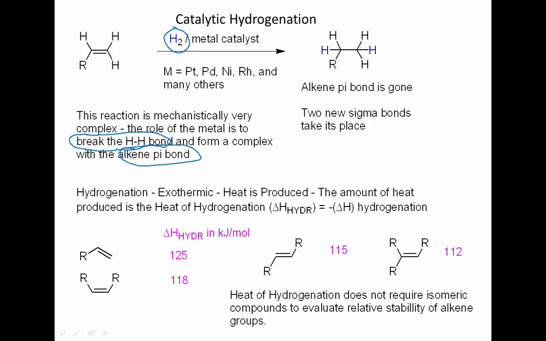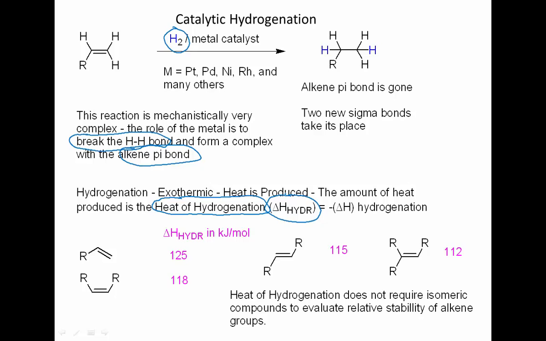Hydrogenation, we say it's an exothermic reaction. Heat is produced. The amount of heat that we're producing, we're just going to call it the heat of hydrogenation, abbreviated this way. And this is just the amount of heat that we get out of the system by doing a hydrogenation reaction. Alkene hydrogenation reaction is always exothermic. The heat of hydrogenation can tell us a lot about the relative stability of an alkene group.